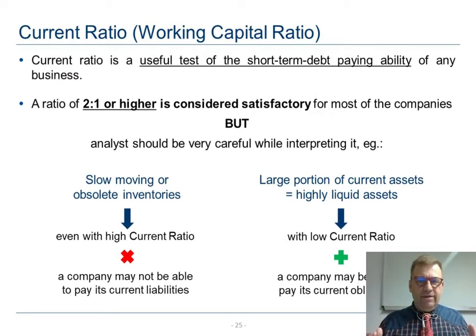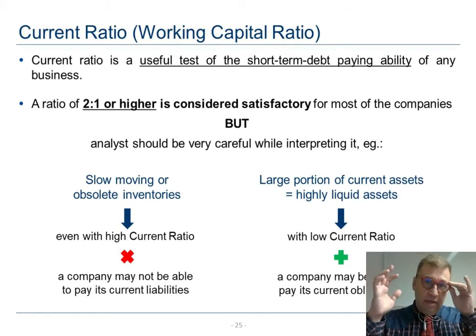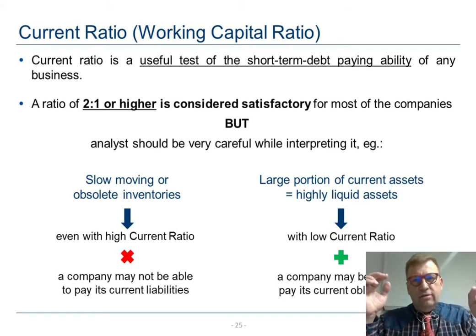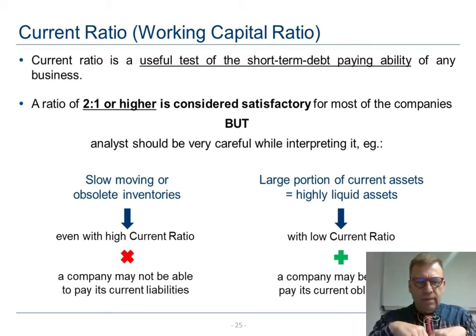So if the debt has to be paid, the whole amount of current assets should be significantly higher. Therefore, the ratio 2 to 1 is considered satisfactory for most companies. But when you analyze, you have to be very, very prudent or very specific about what you do.